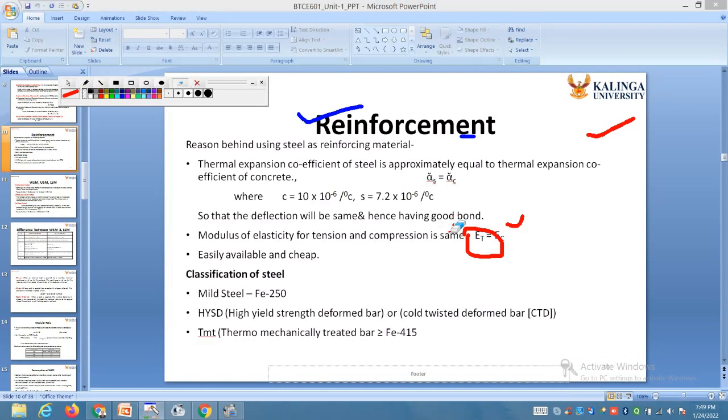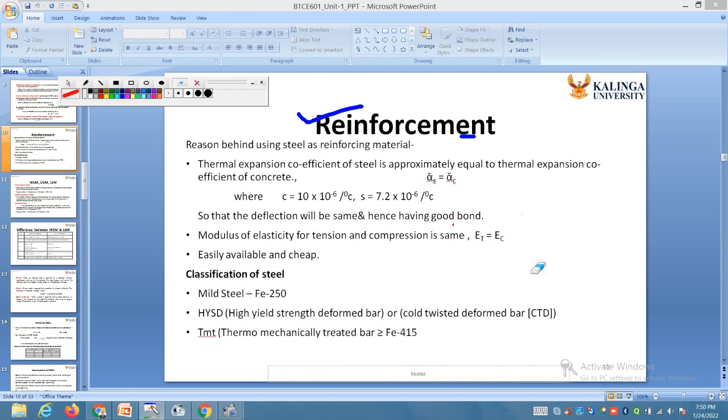So reinforcement means steel bars are provided in RCC structure to make our structure ductile. The main and basic property of concrete is that concrete is very good in resisting compressive stresses, but it's very weak in resisting tensile stresses.